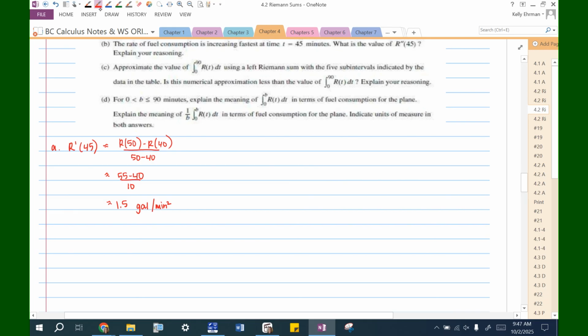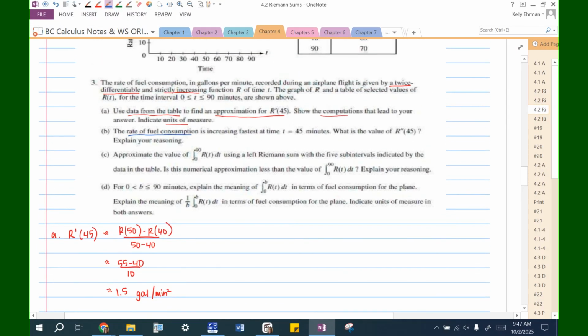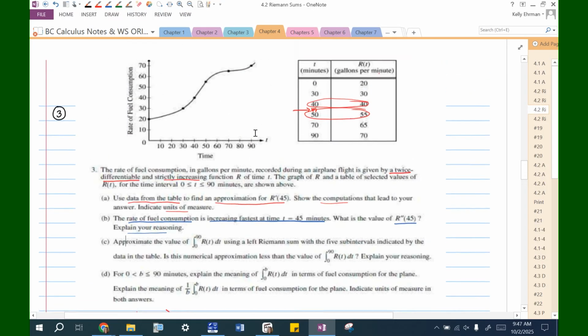All right, and part B, the rate of fuel consumption is increasing fastest at time 45 minutes. What is the value of r double prime of 45? Explain your reasoning. So let's take a look at the graph here too. So at 45, they're telling me the rate of fuel consumption, now that's r itself, it's increasing the fastest. So that means you have the steepest slope right there.